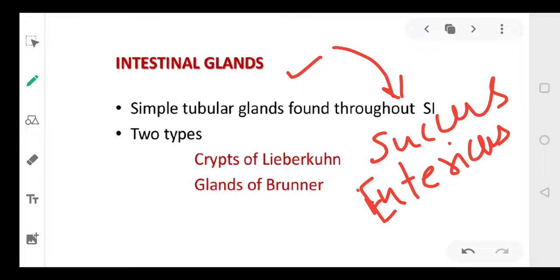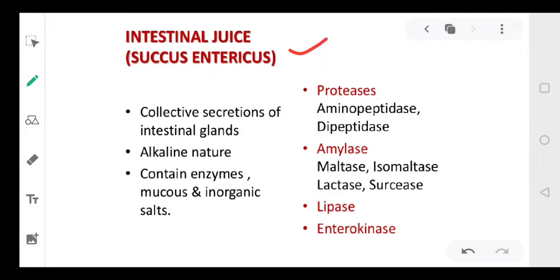So two types of glands or cells are present here, which are called the crypts of Lieberkuhn and glands of Brunner, which are responsible for the production of the intestinal juice or the succus entericus. Right, students? Now this intestinal juice, it is basically alkaline in nature and it contains a lot of enzymes also, because it is the intestine where digestion will be completed and the absorption process will start.